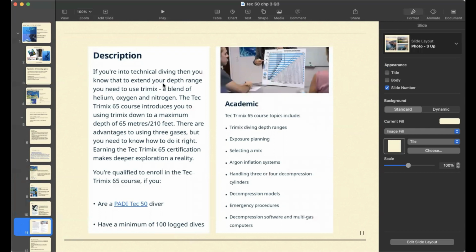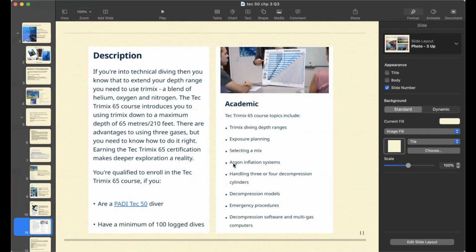This is the academics, what we are going to learn in Tech 65. Trimix diving depth ranges up to 65, to a max of 75 meters. And we'll plan for exposure planning. This is the academic presentation that we're going to have in the class during the course.